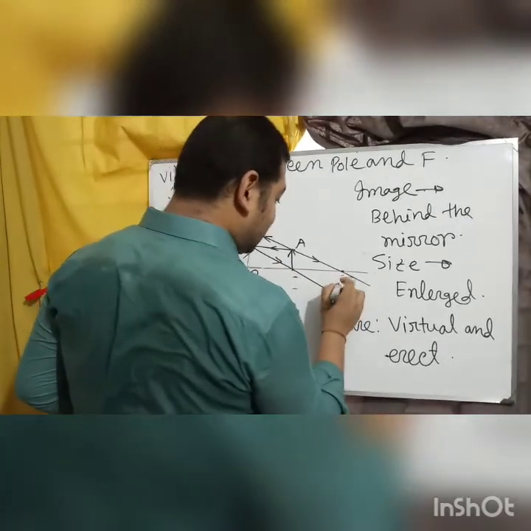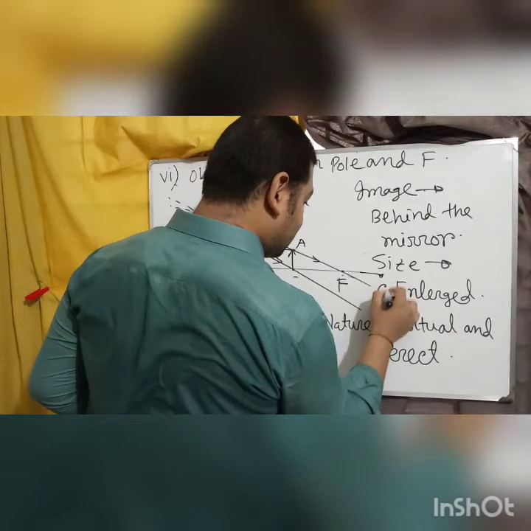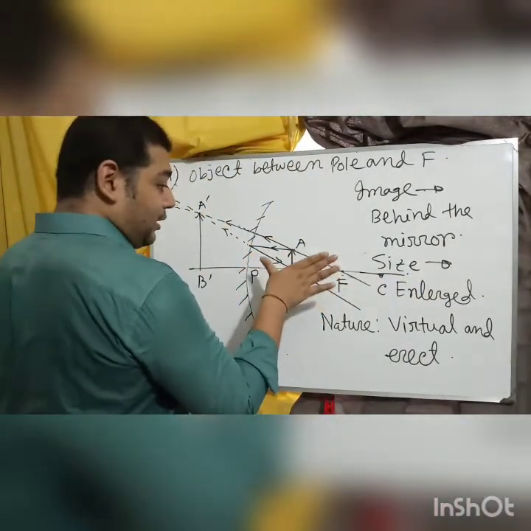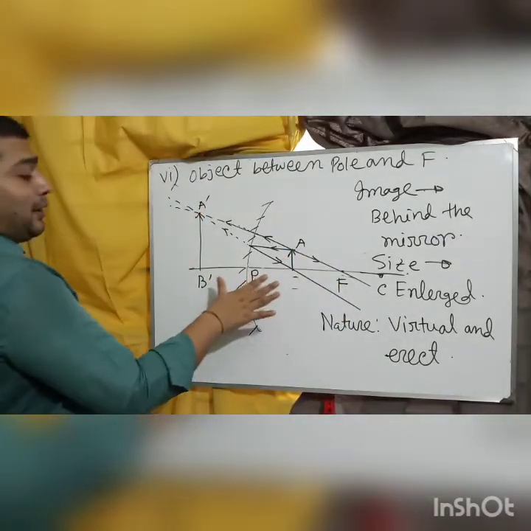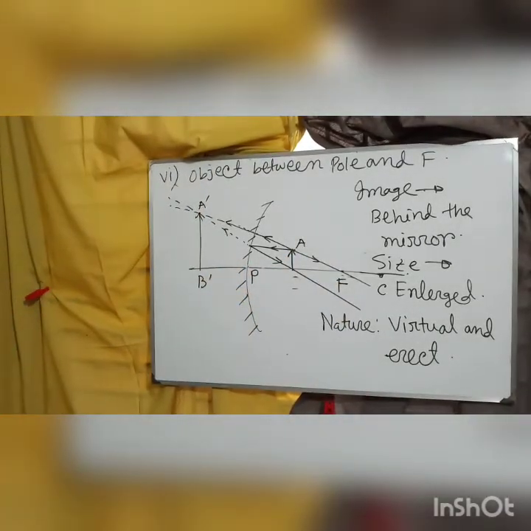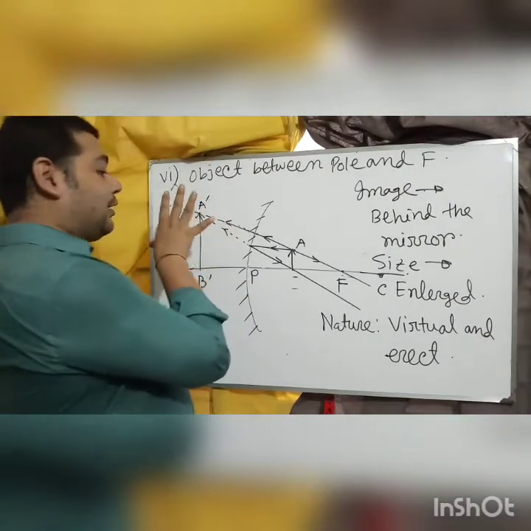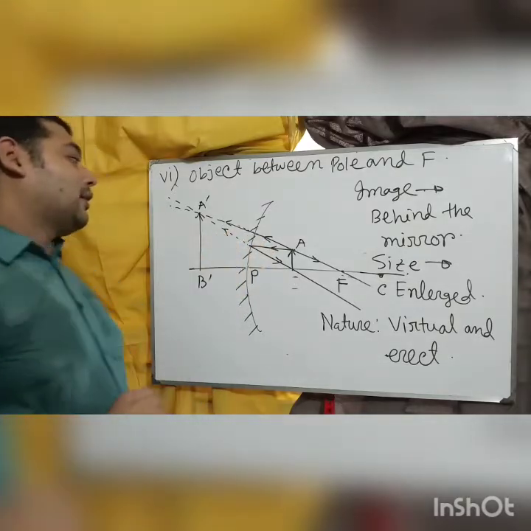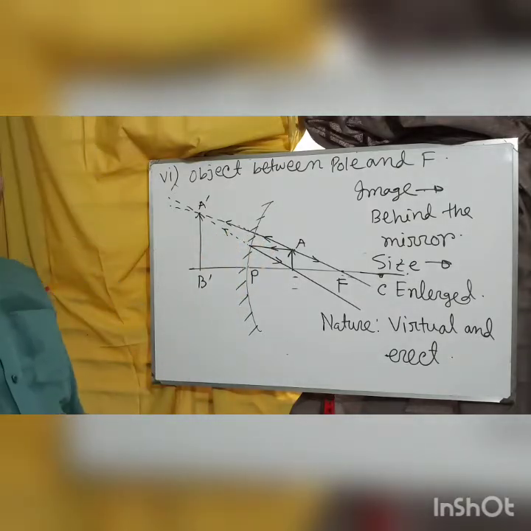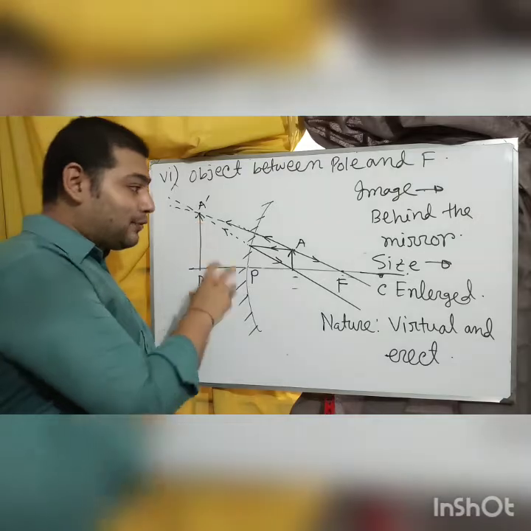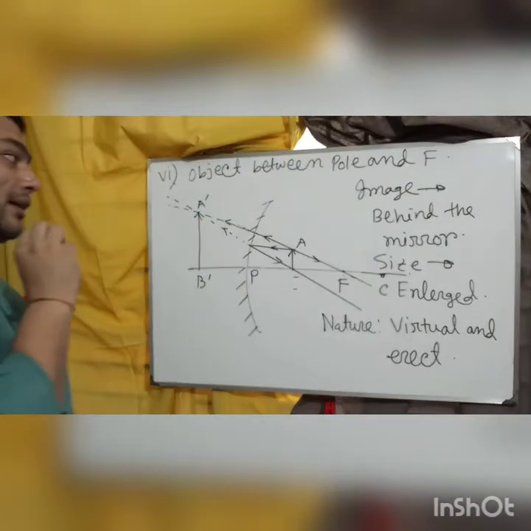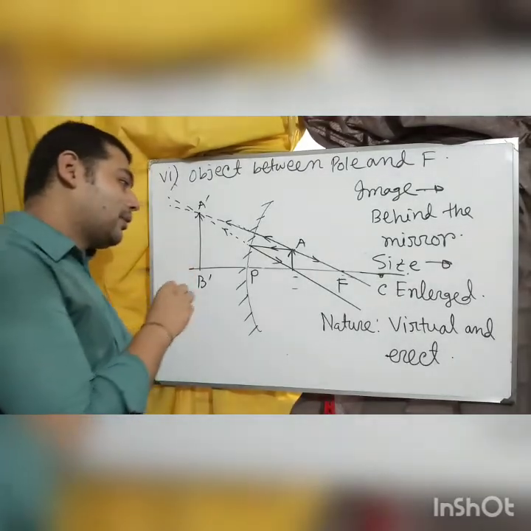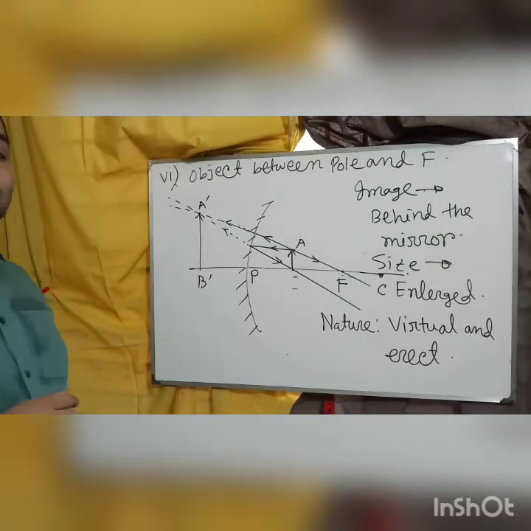This is F and this is C. When the object is situated between the focal point and the pole, we get a virtual and erect image for our concave mirror. So this is an exceptional figure, so you need to practice at home, and this is very important for the exam.